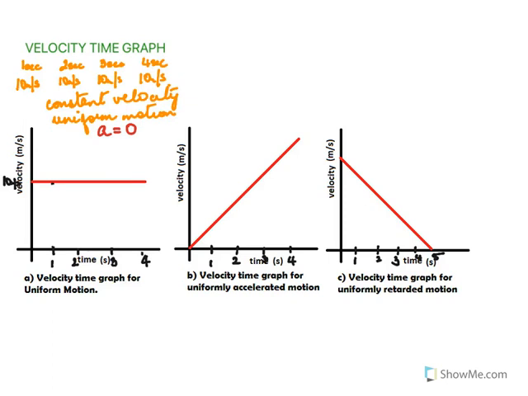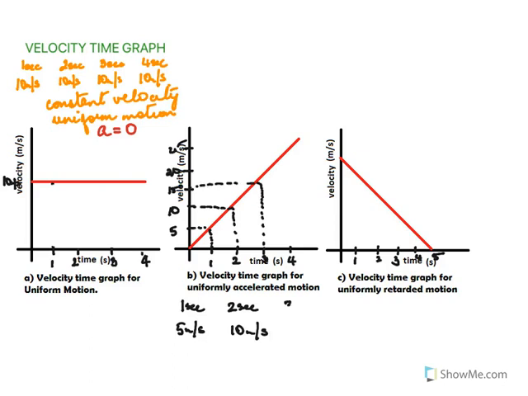Now we'll go on to the second graph. Now in the second graph, I'll just mark this as maybe 5. Here we have 10. Here for the first second, the speed is 5 meters per second. For the second second, it is 10 meters per second. Now let's see for the third second what happens. It is somewhere here. So for the third second, it is 15 meters per second.